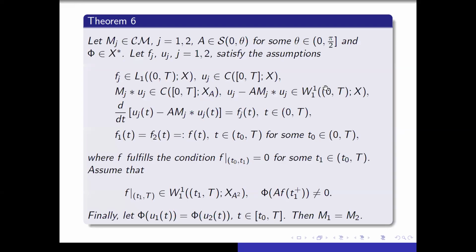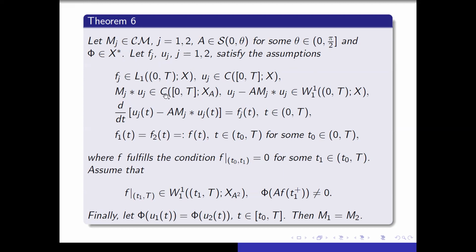And then the uniqueness theorem. I assume that we have Mj in Cm and A is an operator with 0. That, by the way, I need here in this place 0 because I want to apply here some formal result, which is proved in that case. And I is from X star.